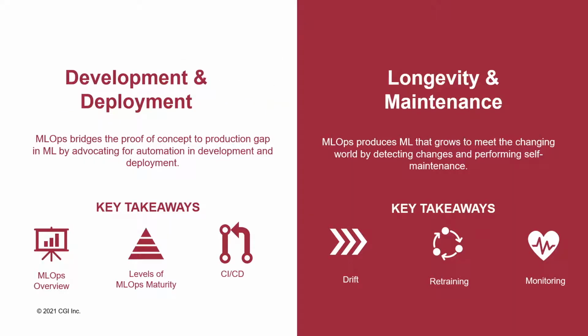Within MLOps, there are two main themes. First, development and deployment. So focusing on automation in development and training and in environment deployment. And longevity and maintenance. So here we have our model in our environment. Maybe we're making predictions in production with our model. But the machine learning lifecycle isn't over there. We're focusing on keeping the model performing well and making accurate predictions in our environment, even as the outside factors start to change.